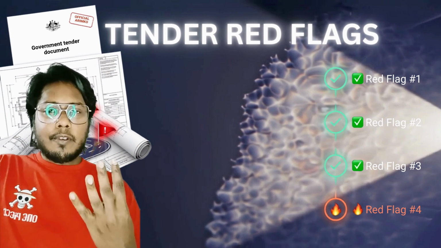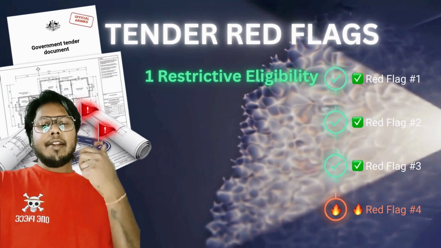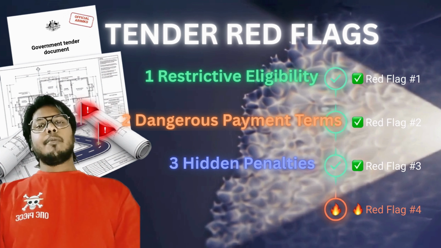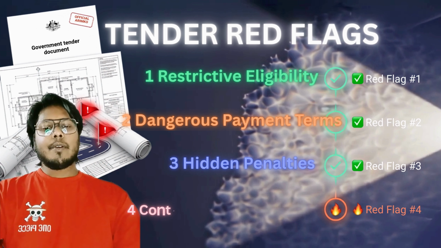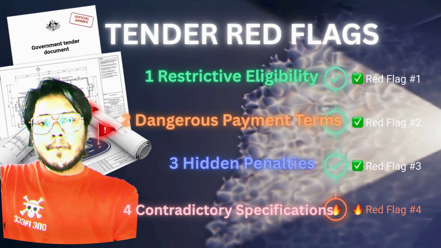This is part 4 of our tender red flag series. We have already covered restrictive eligibility, dangerous payment terms, and hidden penalties. Now we are moving to another problem contractors often discover only after winning the tender: contradictory specifications.